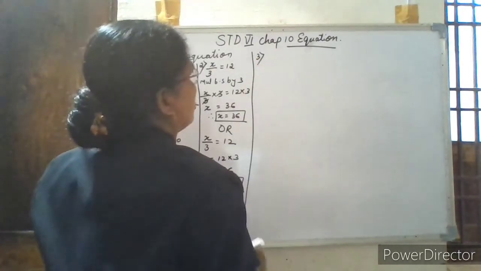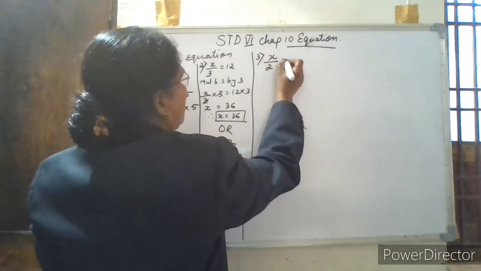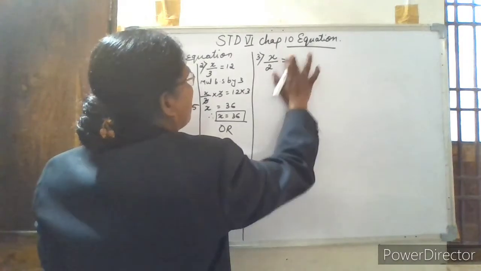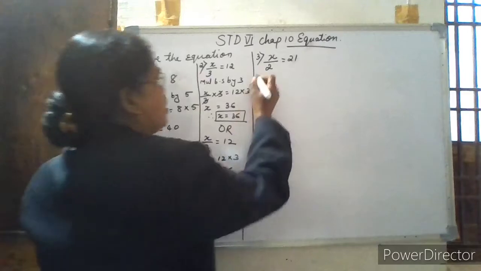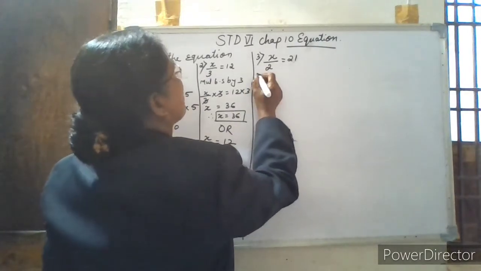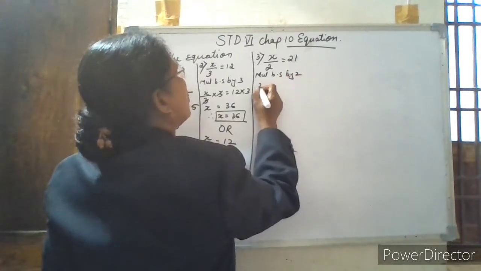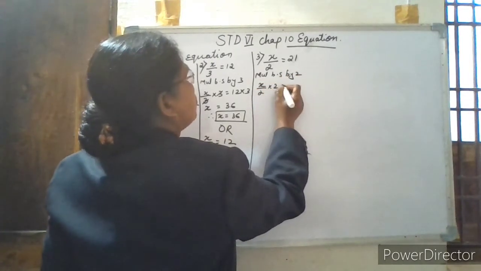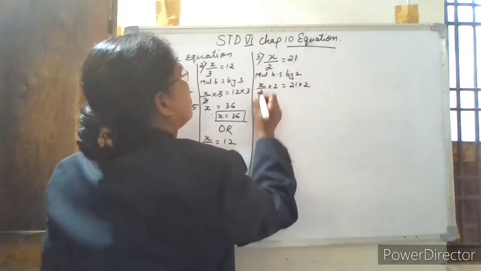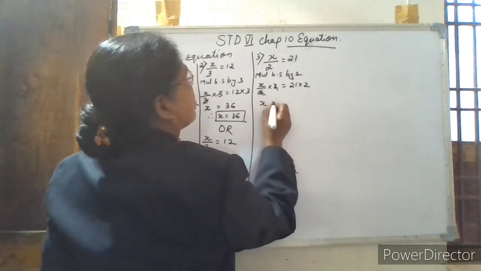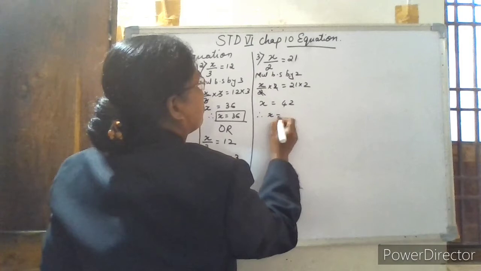Then x by 2 equal to 21, suppose. So multiply here, it is divided by 2. So multiply both the sides by 2. x by 2 multiplied by 2 equal to 21 into 2. These two get cancelled. x is equal to 21 into 2. 2 ones are 2, 2 twos are 4. Therefore, x is equal to 42.